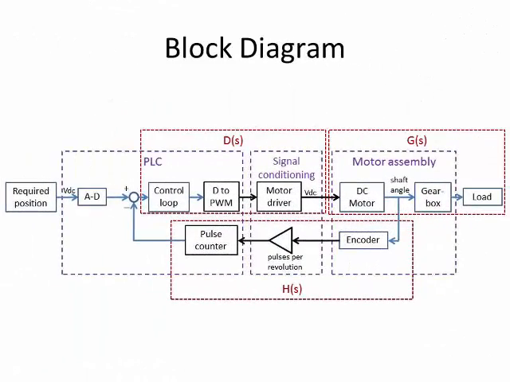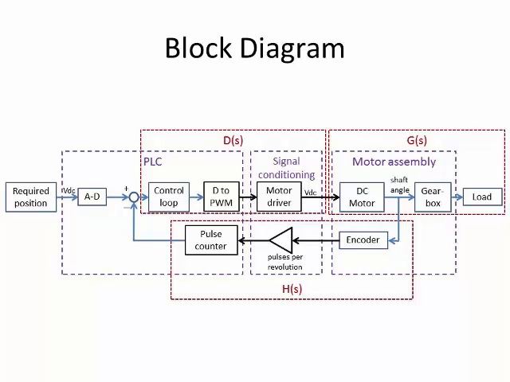The signal conditioning functions are now also added to the block diagram. It is shown that the conversion of the control signal to a PWM signal is done on the PLC, as well as the counting of the received encoder pulses. The signal conditioning box is added to our diagram, containing the motor driver and the amplifier. The block diagram representing the practical setup is now complete.